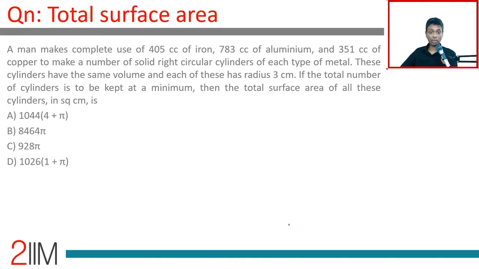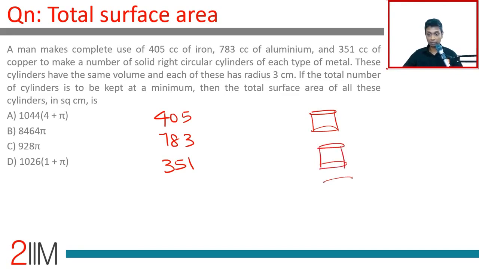Total surface area. A man makes complete use of 405 centimeter cube of iron, 783 centimeter cube of aluminium, and 351 centimeter cube of copper to make a number of solid right circular cylinders of each type of metal. So he makes some iron, some aluminium, and some copper. And these cylinders have the same volume V, and each of these has a radius of 3 centimeters. If the total number of cylinders is to be kept at a minimum, then the total surface area of all these in square centimeter.